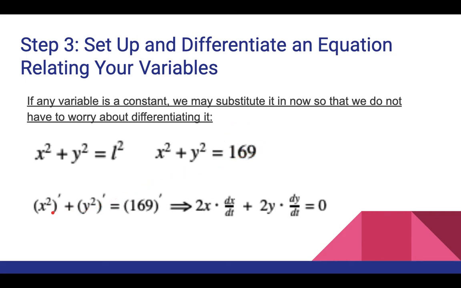So that's what we do next, we take the derivative of both sides. The derivative of x squared is going to be 2x times the change in x with respect to time, plus the derivative of y squared, which is going to be 2y times the derivative of y with respect to time, equals the derivative of 169. And 169 is just a number, so we get 0.